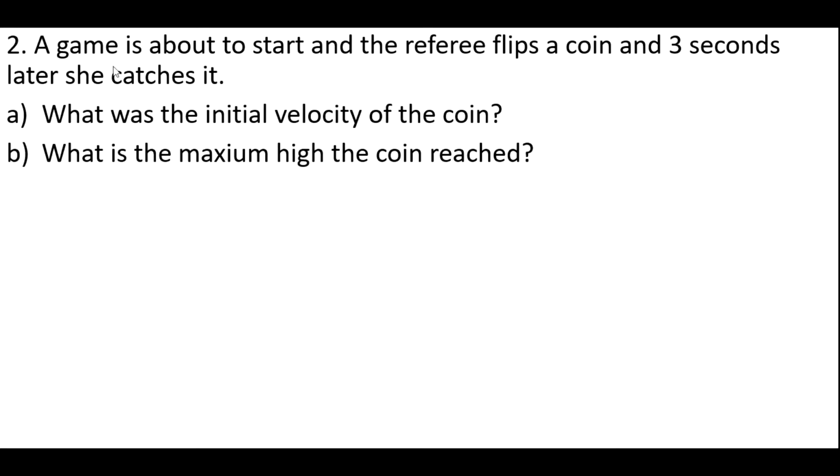It says a game is about to start and the referee flips a coin. So that means she is going to throw this coin vertically upwards, and 3 seconds later, she catches the coin. So what was the initial velocity of the coin? That's the first question. And the second question, what is the maximum height the coin reaches?